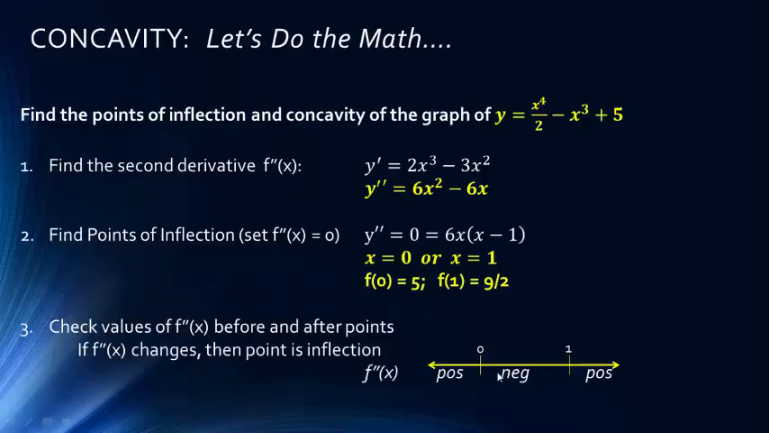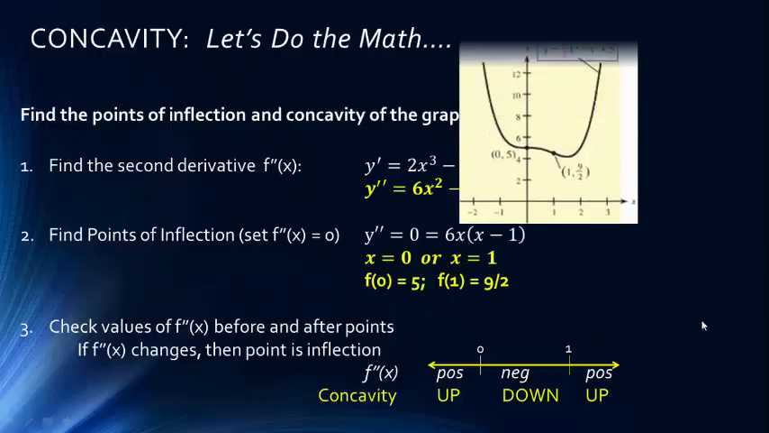So if we do that, we find that for values less than 0, the second derivative is positive. Between 0 and 1, the second derivative is negative. And greater than 1, it's positive again. So remember, a positive second derivative is concave up. A negative second derivative is concave down. So our graph is going to go from concave up, remember, the spoon is right side up, to concave down, the spoon is upside down, to concave up, the spoon is right side up again.